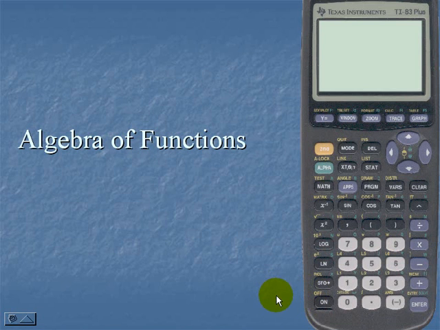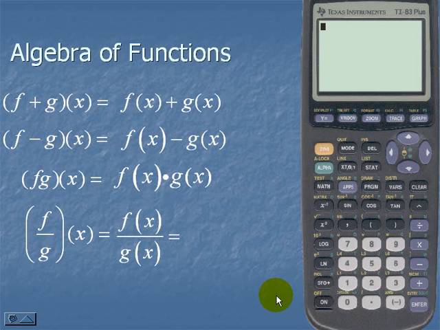Algebra of functions. Let's take a look at the formulas. The very first formula is the sum. f plus g of x is equal to f of x plus g of x. The next is the difference, f minus g of x, that's equal to f of x minus g of x.